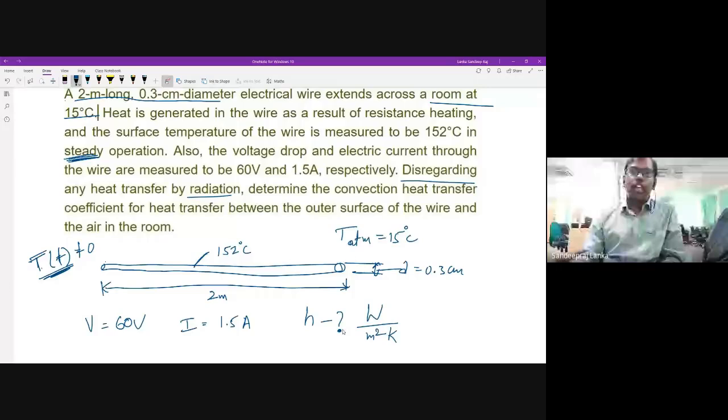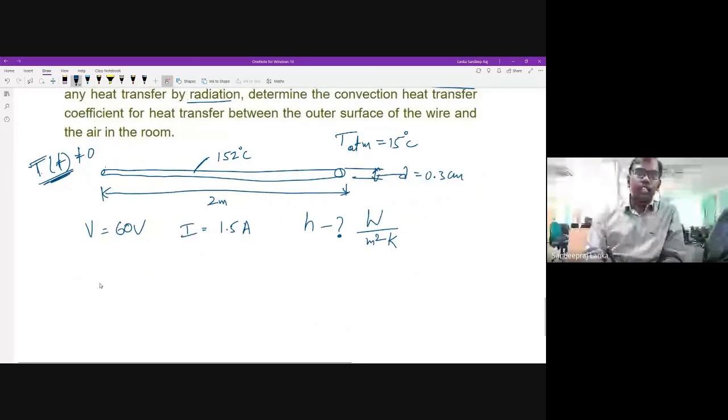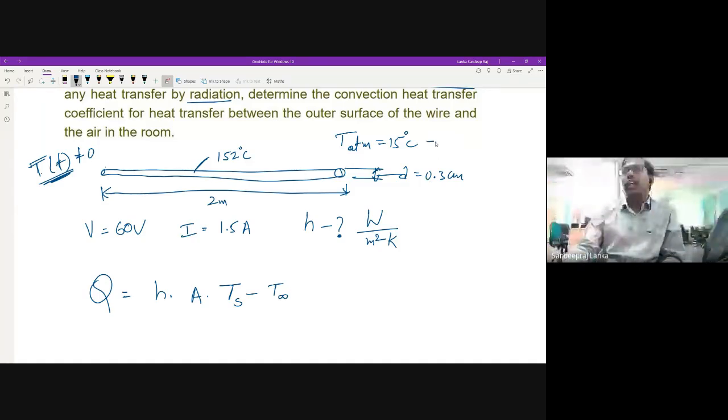So you have to get this value here. It's a simple question actually. Q is equal to hA delta T is your expression. I can also write it as Ts minus T infinity, as sometimes they write, okay? T infinity means the temperature of the atmosphere, the surroundings around it. Infinity meaning the atmosphere, okay? Most of the time this convention is followed in your data book also. That's why I'll follow T infinity from now on.